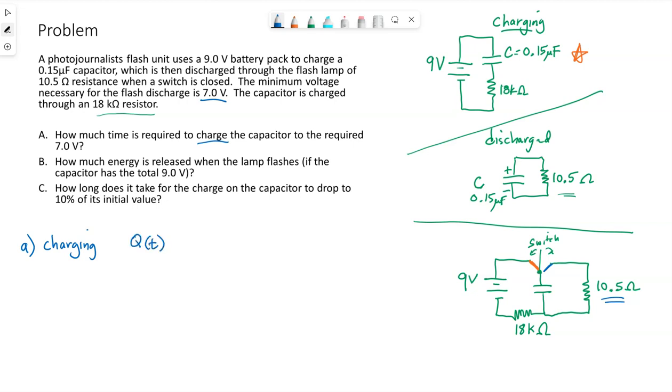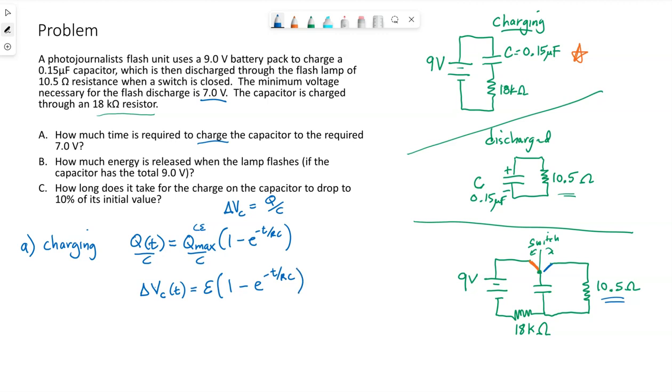The specific equation we have for charging on our test notes, it's not technically the only equation we have, but specifically listed as charging is this one. But the values they're giving me are voltages, not charges. If you remember, for a capacitor, delta V is Q over C. Dividing both sides by C, this becomes delta V for the capacitor. Remember that Q max is C times the battery voltage. The C's would cancel. So the maximum voltage the capacitor can get to is the battery voltage. And so we can write an equation describing the voltage drop across the capacitor as a function of time.